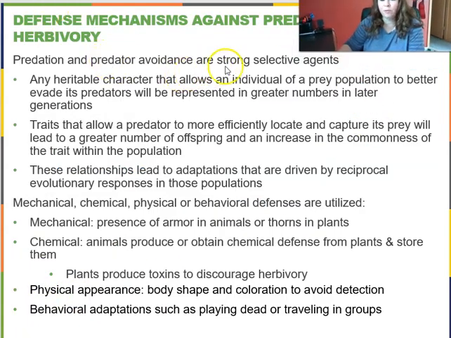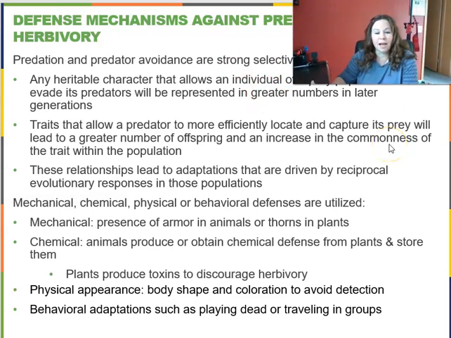So predation and predator avoidance are strong selective agents for evolution. Any heritable characteristic that allows an individual of a prey population to better evade its predators will be represented in greater numbers in later generations. The traits that allow a predator to more efficiently locate and capture its prey will lead to a greater number of offspring and an increase in the commonness of that trait in the population. And these relationships will lead to adaptations that are driven by reciprocal evolutionary responses in those populations. It's called coevolution. So what are some of these adaptations?